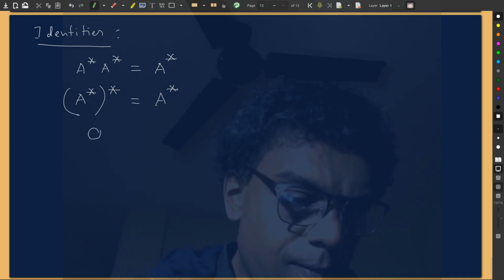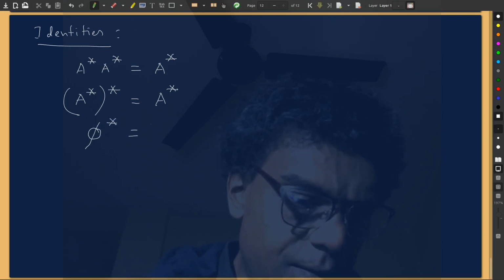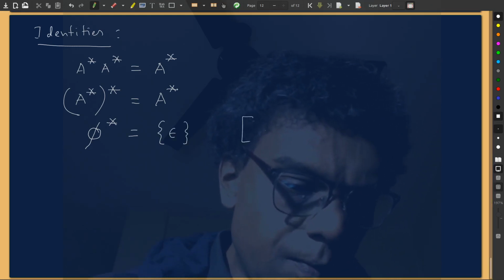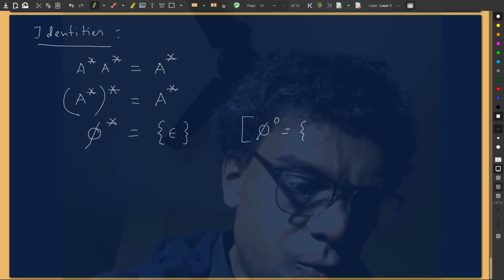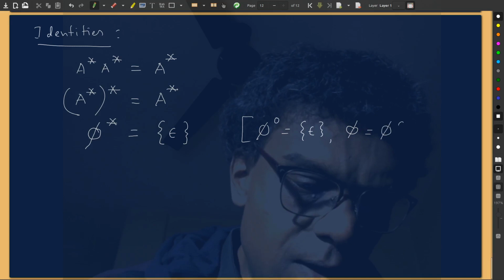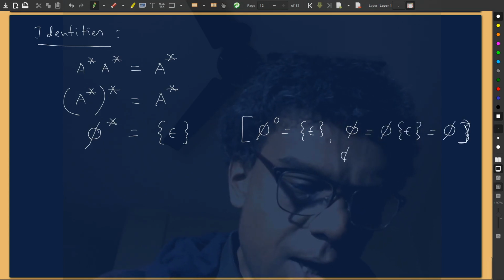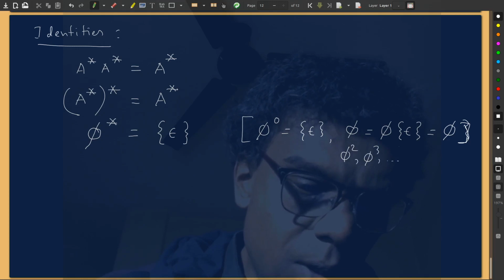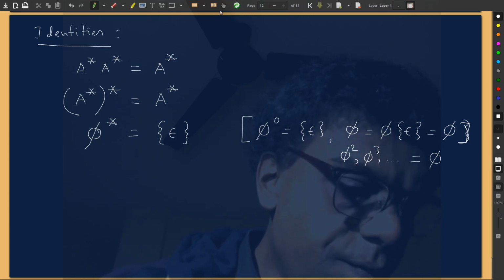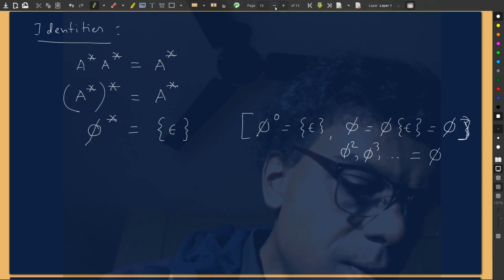And this empty set is also a language. But when I take asterisk of this, it will contain epsilon, because this is true for any language. And after that, phi to the 1 is nothing but phi, so that is phi. Okay, and so on. So phi, phi squared, phi cubed, these are all empty. This epsilon is coming because of putting n equal to 0. I see. Okay.